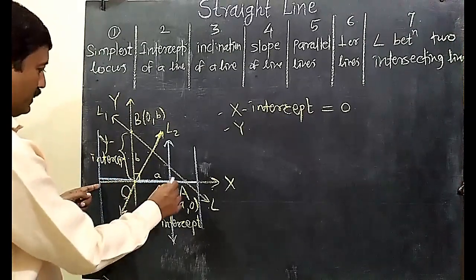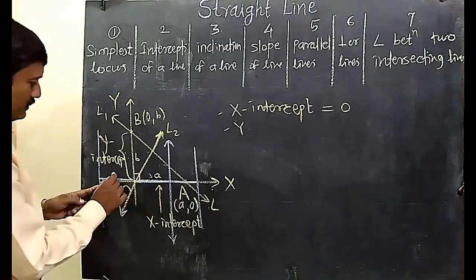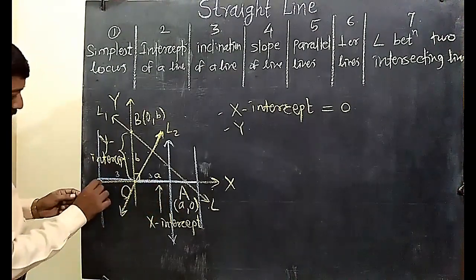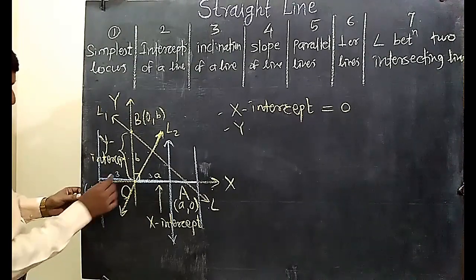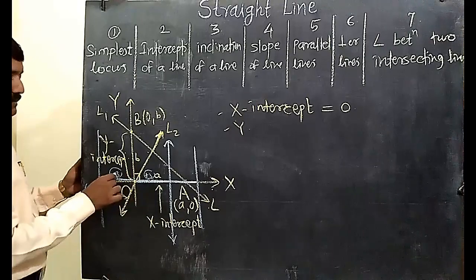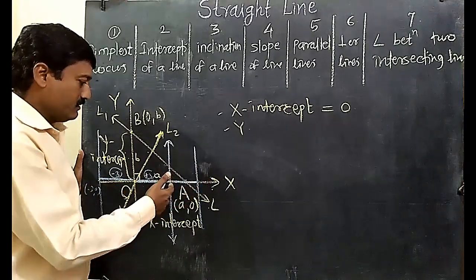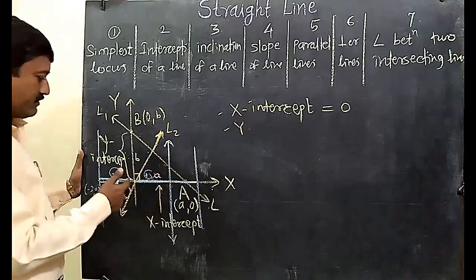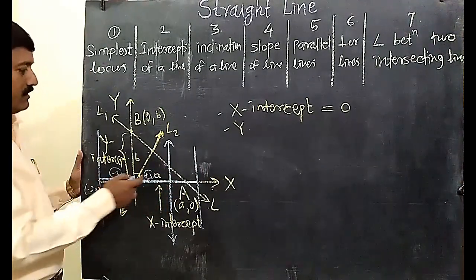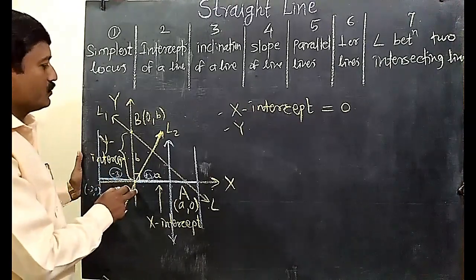So if this line cuts x-axis at this point having intercept 3, as a distance it is 3, but this point is (-3, 0). So we call intercept as minus 3. So this sign positive or negative indicates whether line cuts x-axis towards positive side or towards negative side. So intercept may be positive, may be negative, may be 0.